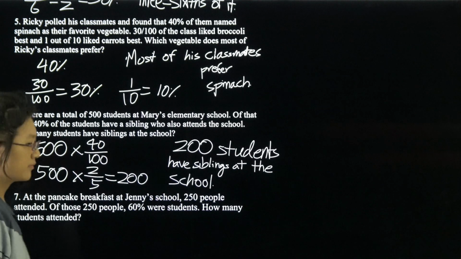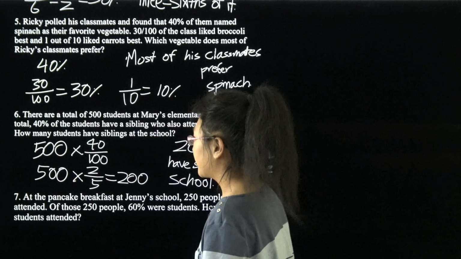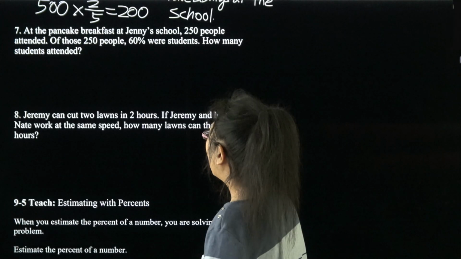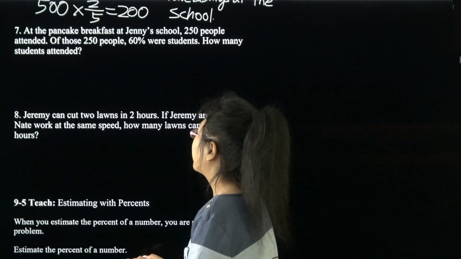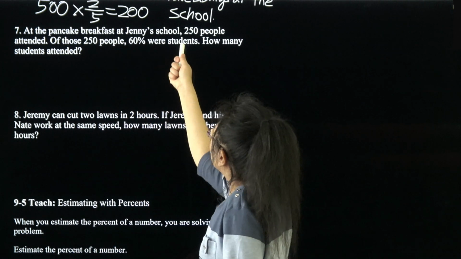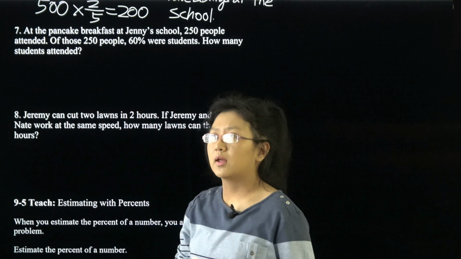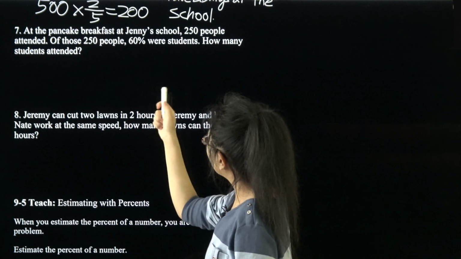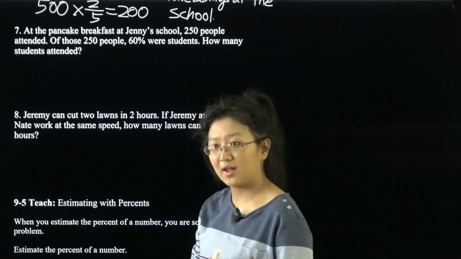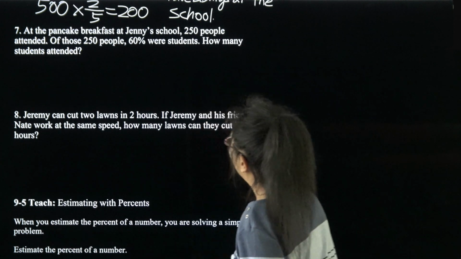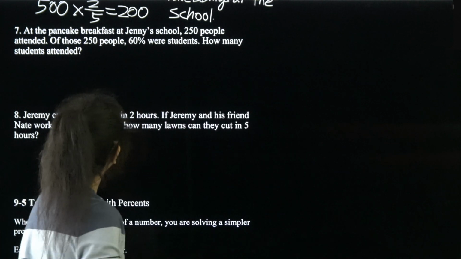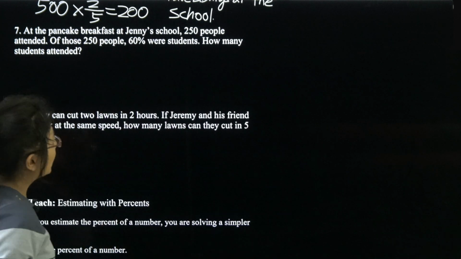All right. At the pancake breakfast at Jenny's school, they have a pancake breakfast. I remember this one day where we used to have pancake breakfasts. We don't anymore. At the pancake breakfast at Jenny's school, 250 people attended. Out of these 250 people, 60% were students. How many students attended? Okay, that's a lot of people that aren't students eating pancake breakfasts at a school. Okay. So how many students attended?